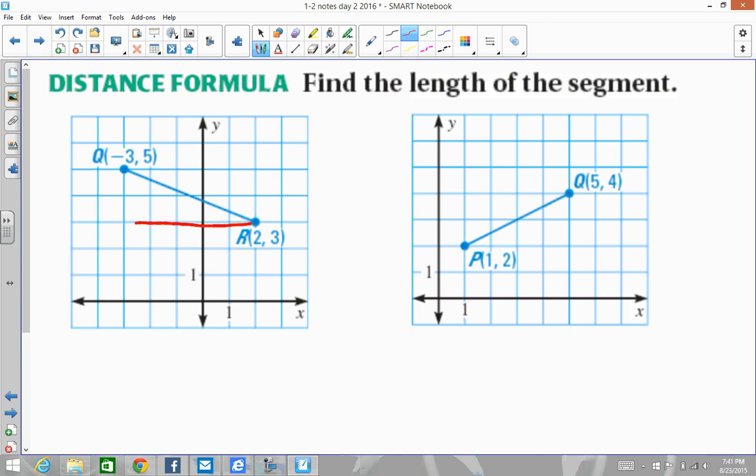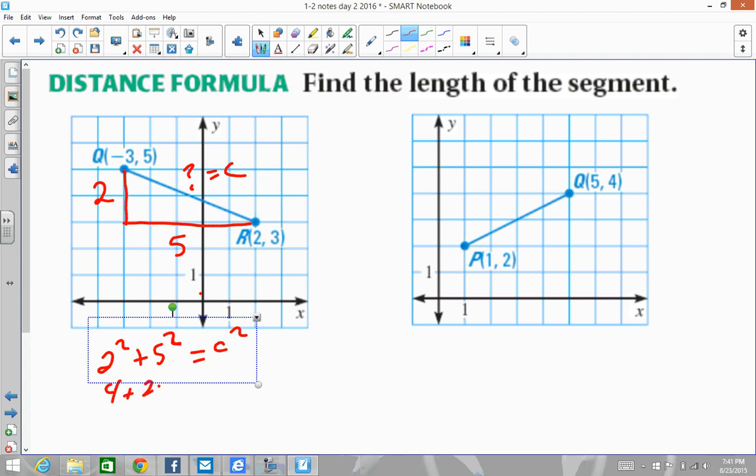and so I can connect, and I can make a nice right triangle as. So the distance here is 2. Distance here is 3, 4, 5. And so this is my unknown, which is my C in my formula. So I have 2 squared plus 5 squared equals C squared. And so that's 4 plus 25 equals C squared. So C is equal to the square root of 29.